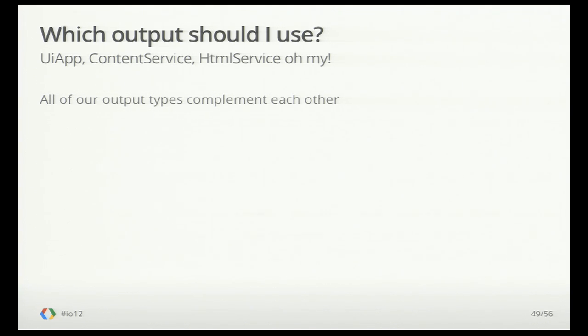So that raises an important question. What should I use? I have UI app. I have content service. I have HTML service. Which one do I use when? And the answer is it depends on what you want. All of our output types complement each other pretty well.